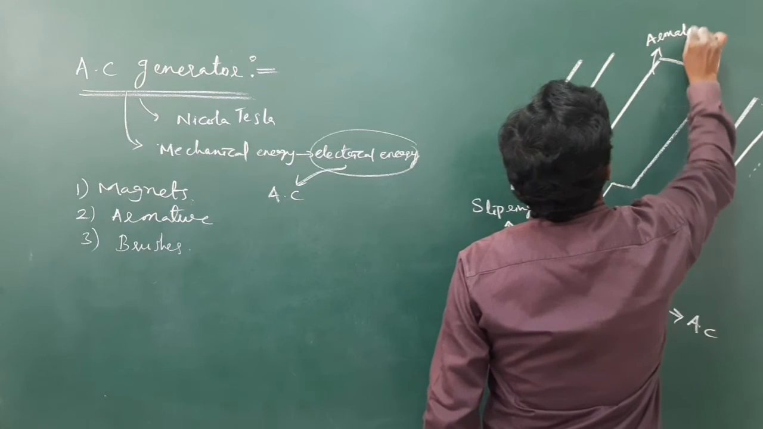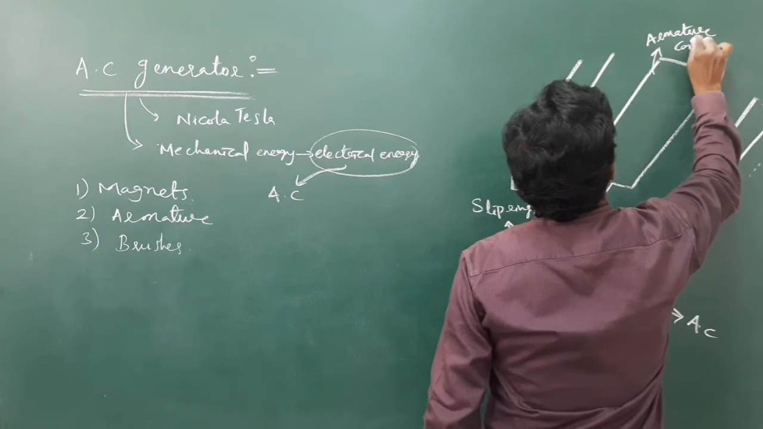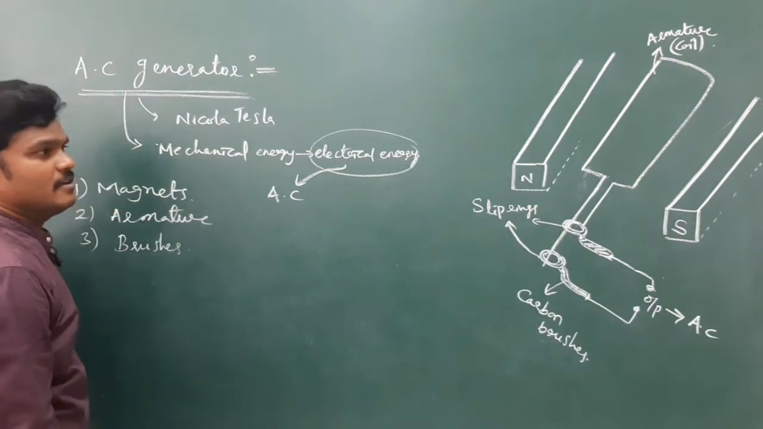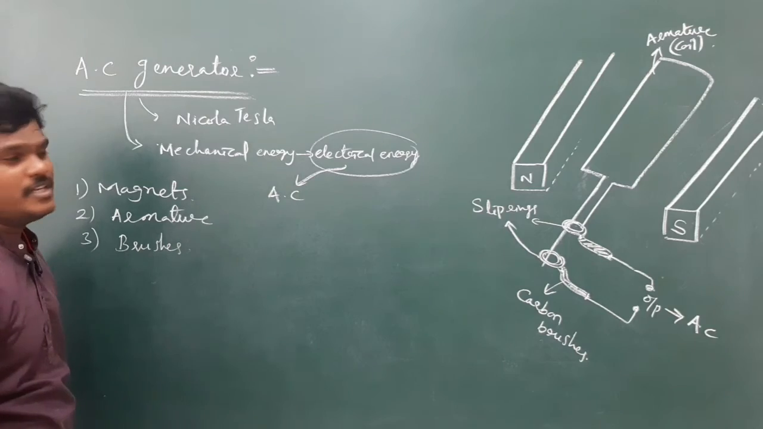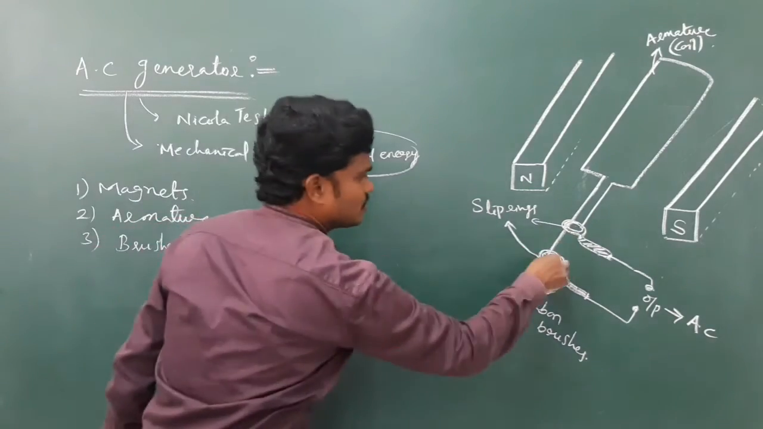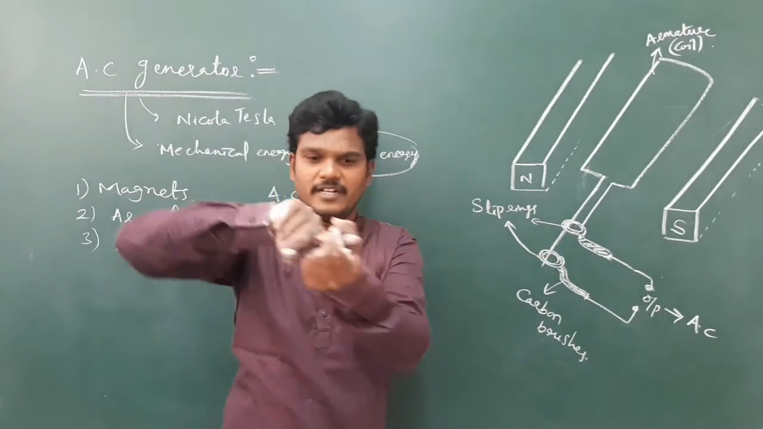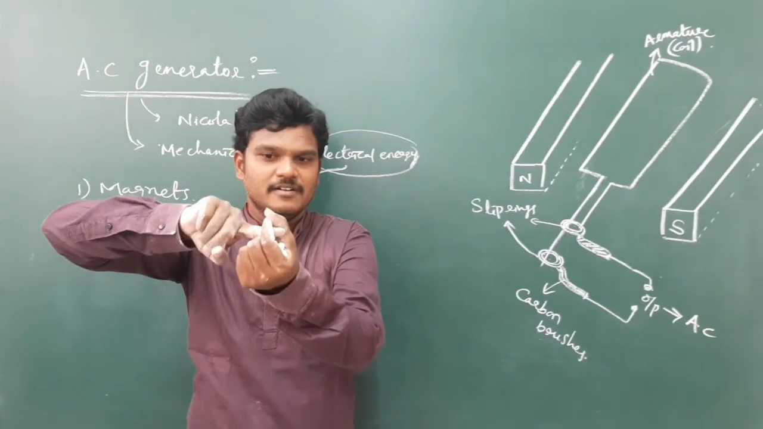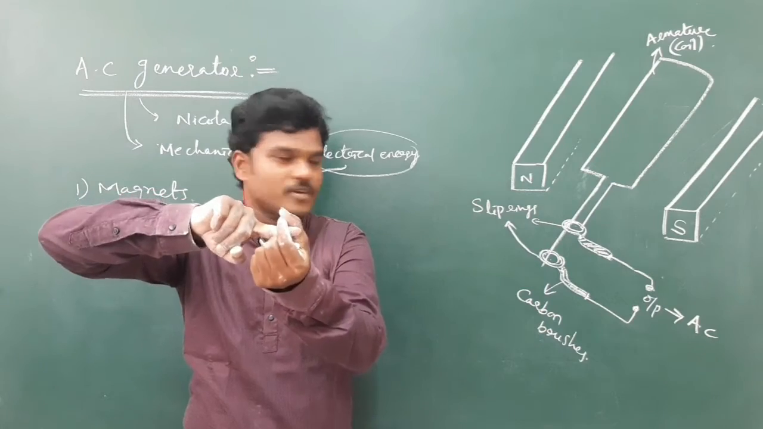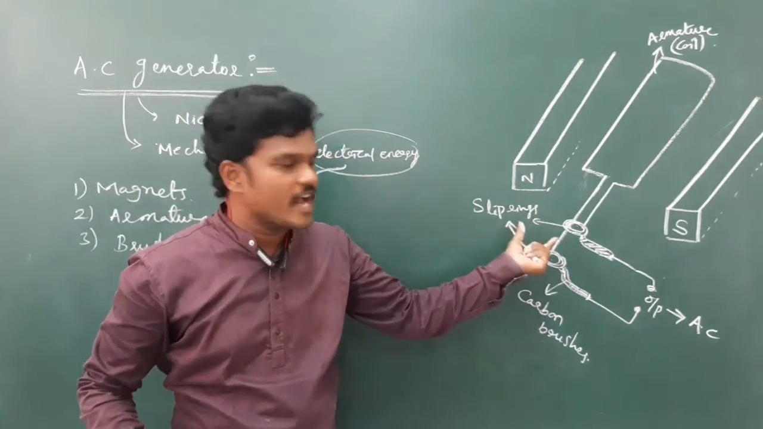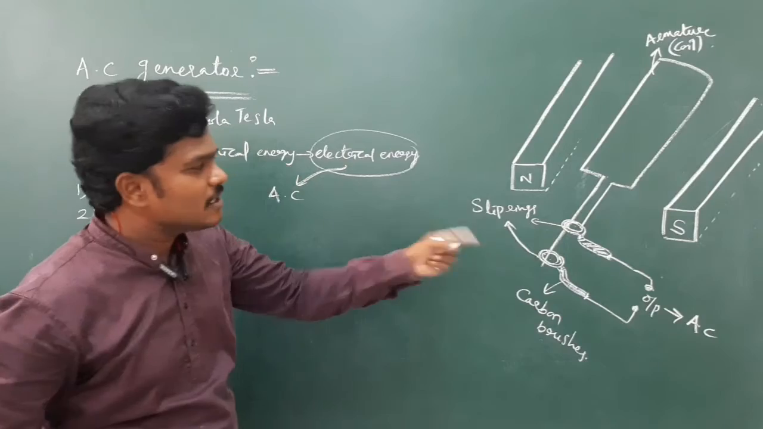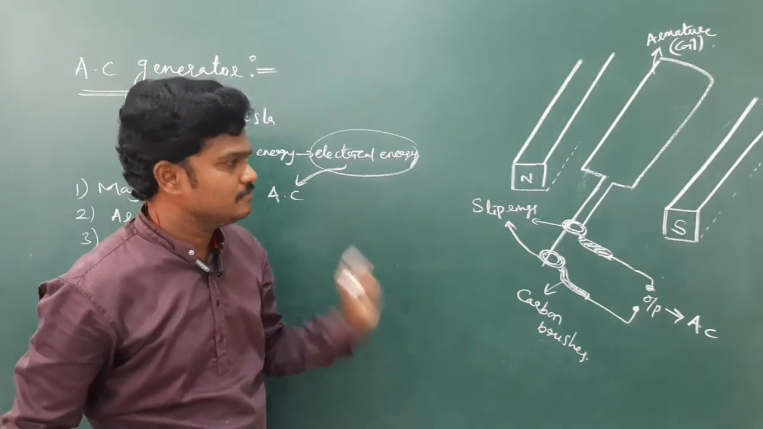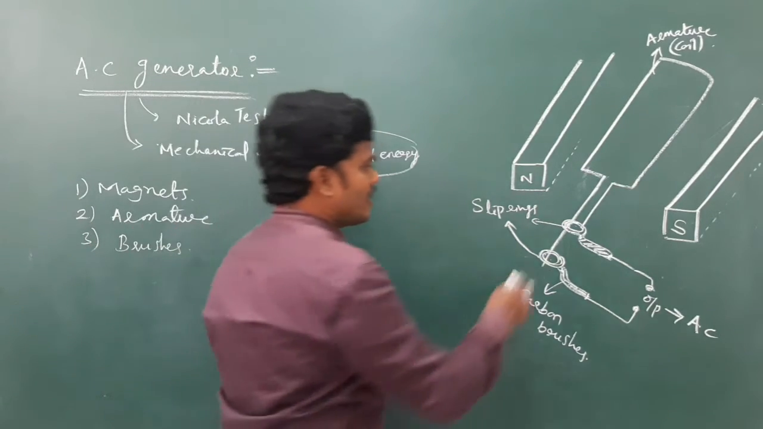The armature, nothing but a coil. And the other end of the coil is connected to the two slip rings. So this is the ring, slip rings. Here the handle of the coil is rotated inside the rings only. Inside the rings there will be a contact, and these two rings are connected to the two carbon brushes.